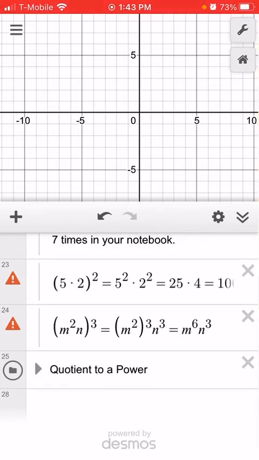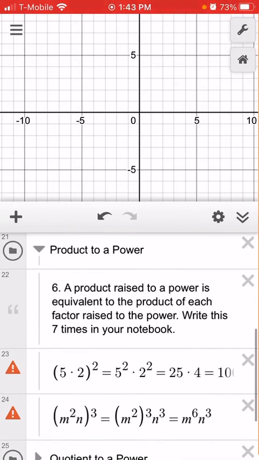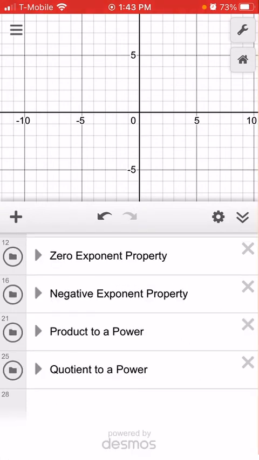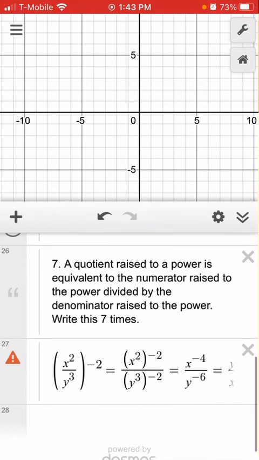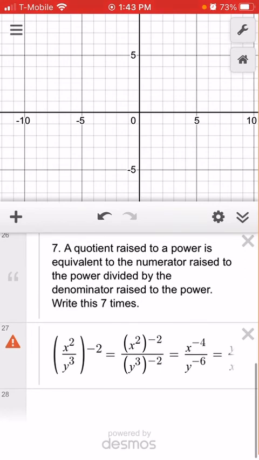I've got m squared times n, all cubed. That means I can cube the m squared, and I can cube the n, giving me m to the 6th times n cubed. Last property, quotient to a power. A quotient raised to a power is equivalent to the numerator raised to the power divided by the denominator raised to that power. Write this statement 7 times.